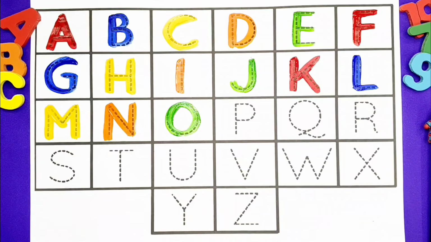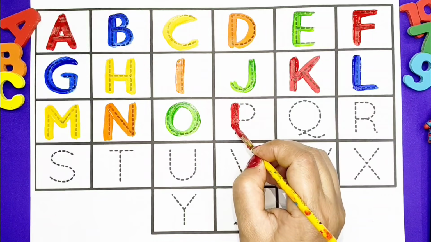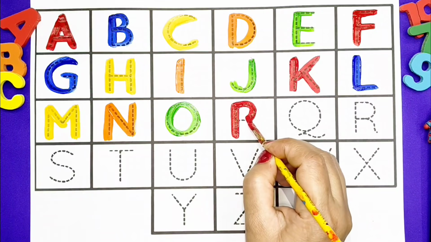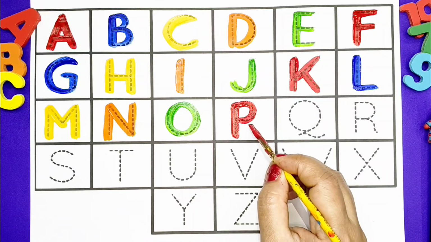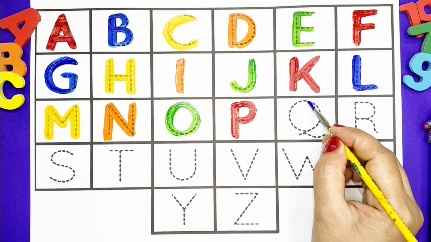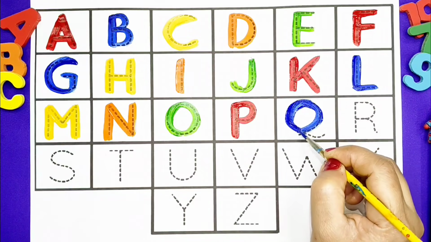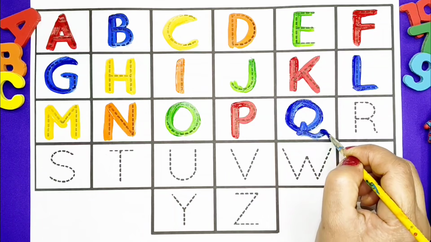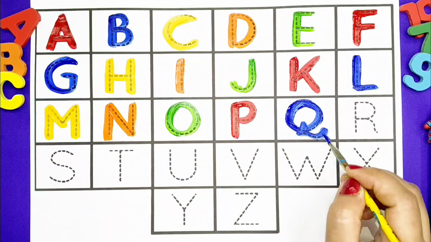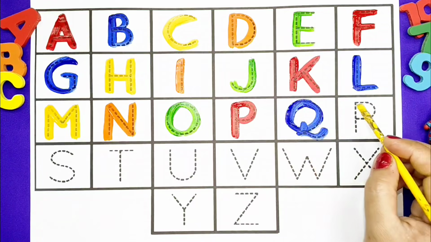O. O for octopus. Red color. P for panda. Blue color. Q for queen. Yellow color.